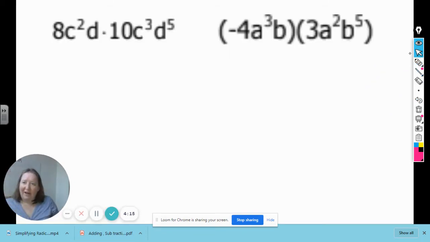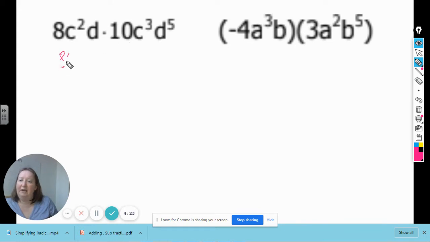It's a little more complicated, just more variables to deal with. No worries. I'm still going to look at the coefficients and multiply them. So 80. Then how many c's? I've got 2 c's and 3 more c's, so altogether that's 5 c's. I just jumped ahead, right? I didn't expand it out. I think if you understand it, you can just go to the next step. This is 1 d and this is 5 of them, so 1 plus 5 is 6. That goes pretty fast.